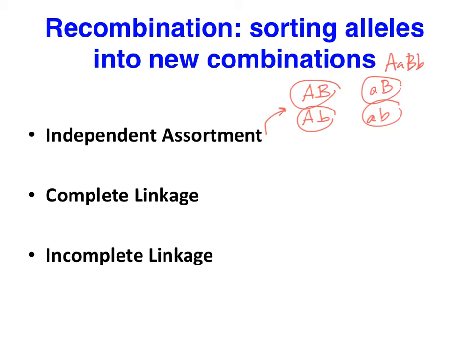That is, if we observe a big A in the gametes, 50% of the time the big A will be with big B, and 50% of the time it will be with little b. Either one of these combinations is equally likely because big A and big B are moving independently of one another.